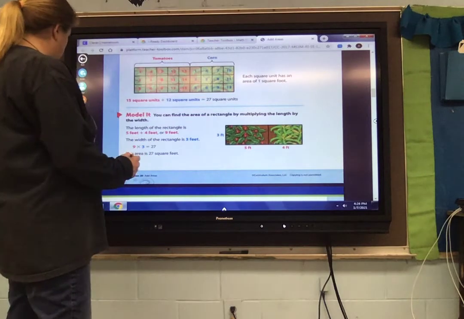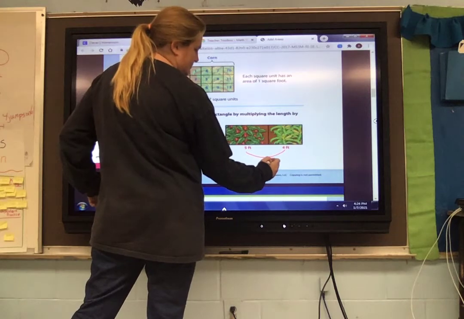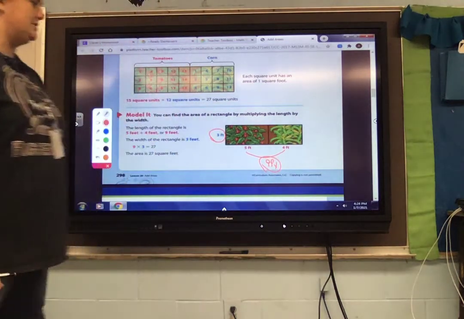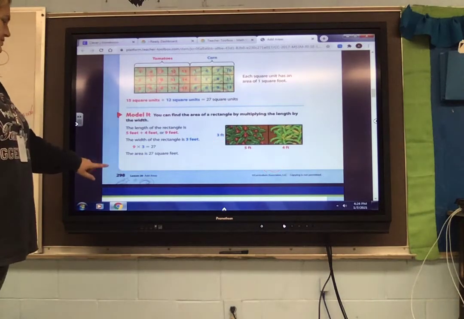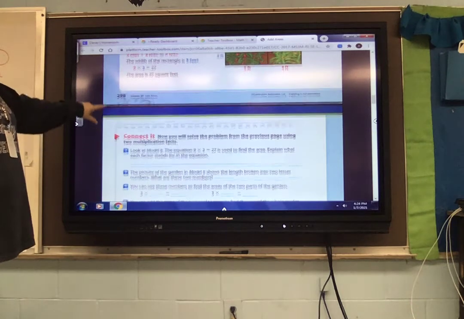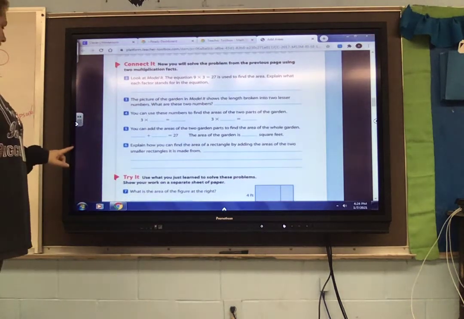Or look what they did. They went ahead and put these two together and got 9. And then just multiply 9 times 3 and got 27. So there's lots of ways you can do this. But you're finding area and then you're adding 2 areas together. They're going to break it down for us.